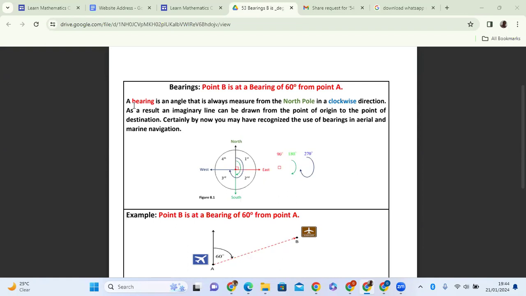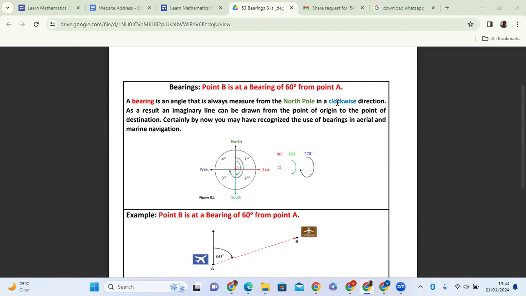When you are looking at navigation in terms of planes or ships, it's very popular. It's a special angle, which is always measured from the North Pole in a clockwise direction. So bearing is an angle, but not just any angle. It's a very special angle that is always measured from the North Pole. So anytime you read the word bearing, you have to think of a North Pole, a north line straight up north. And then you measure an angle in a clockwise direction, always in a clockwise direction.